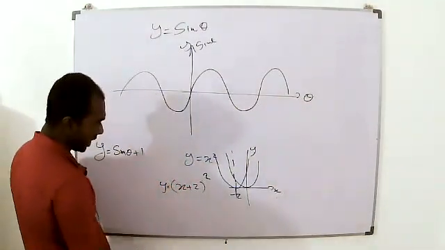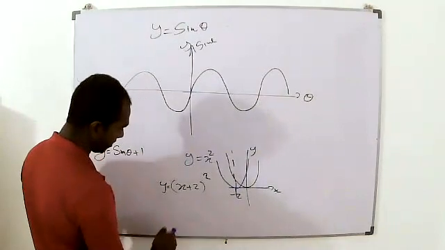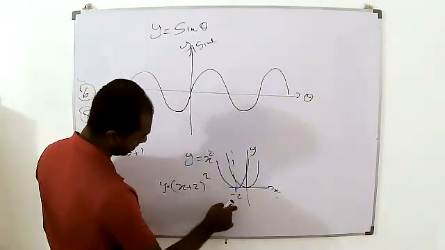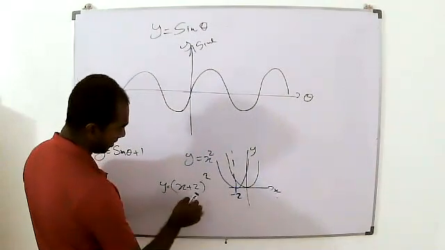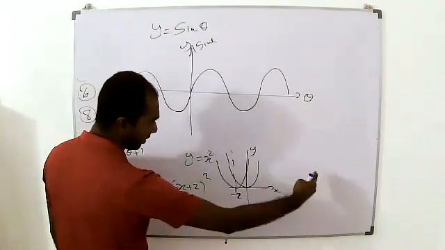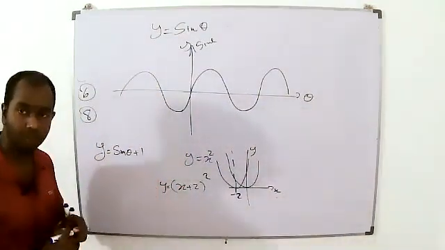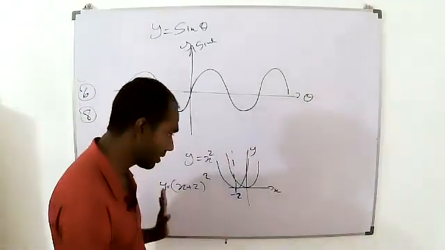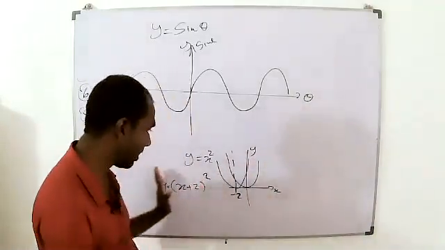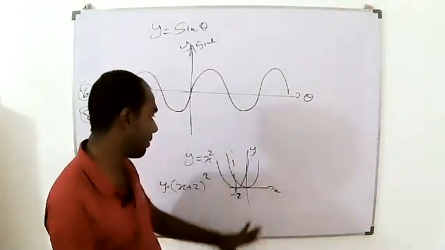So likewise, what's going to happen here? For the internal addition, which kind of movement does it have? Horizontal movement. The graph goes left and right. For external additions, it goes vertically, up or down.